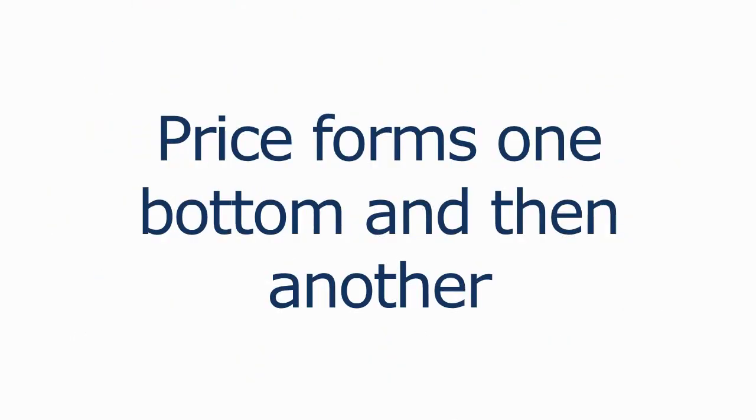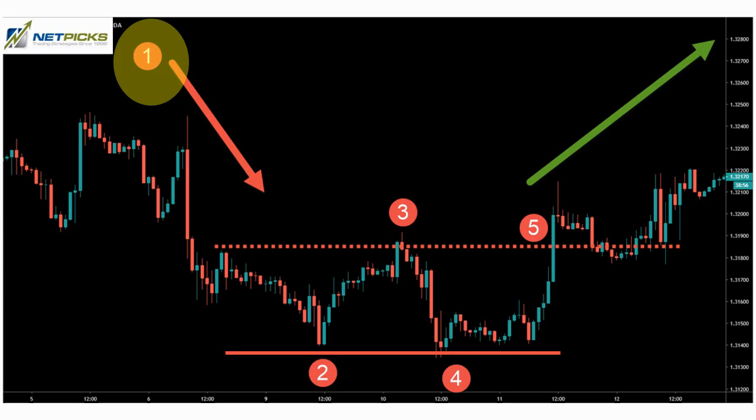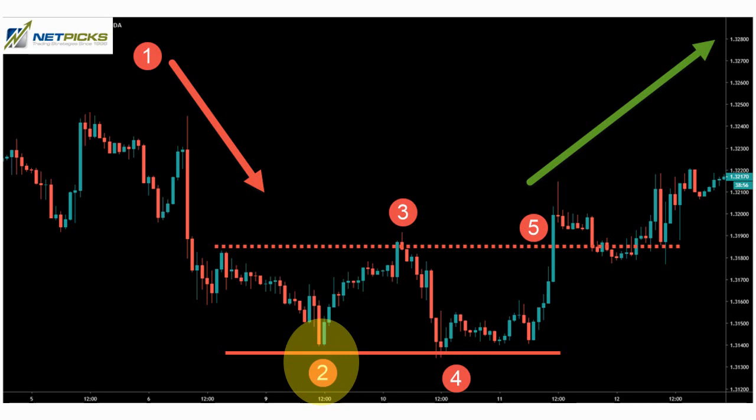So first off, what is it? Well, the best way to define and identify the double bottom is actually just to think of what the name is. Double bottom. Price forms one bottom and then another one. Let's take a look at this Forex chart here. The double bottom is a bullish reversal, so we need to see it occur after an extended downtrend. Time frame is irrelevant.